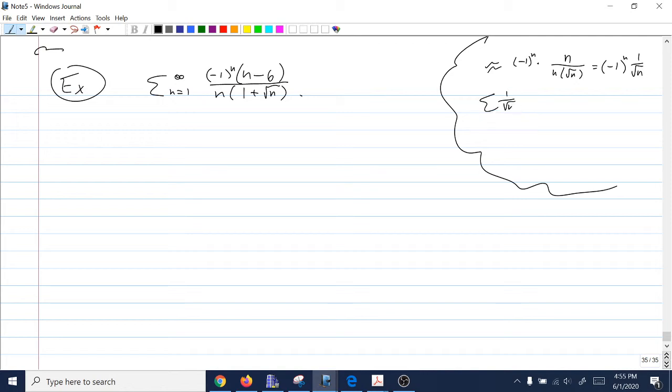Does the sum of 1 over root n converge? Does the limit of 1 over root n equal 0? These are the two big questions I want to answer right away. If the answer here is yes, then the original converges absolutely. And I don't need to think about the limit. The limit must be 0 because it converges. If the answer is no, that the limit is not 0, then the original diverges by the divergence test.